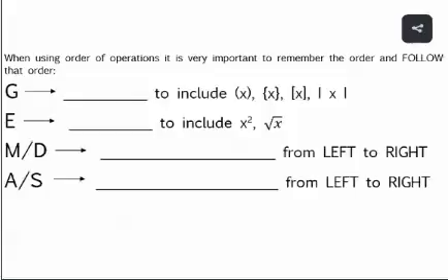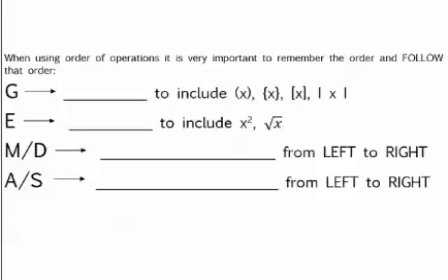So this is the review on order of operations. I think we all remember what all the letters stand for, but we will go through it very briefly when using order of operations. Remember, you need to follow it in this order. Okay, so we start with G, which is for grouping, and that includes parentheses, braces, and brackets, and absolute value.